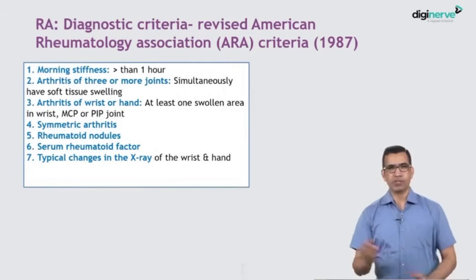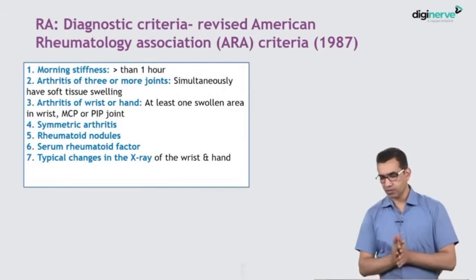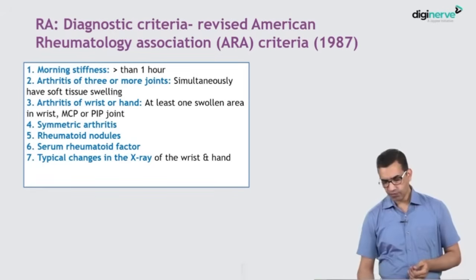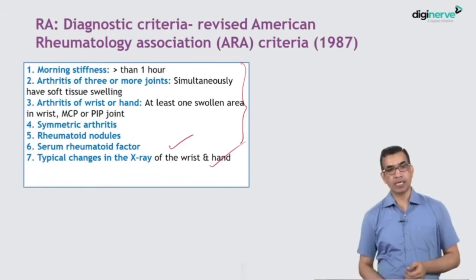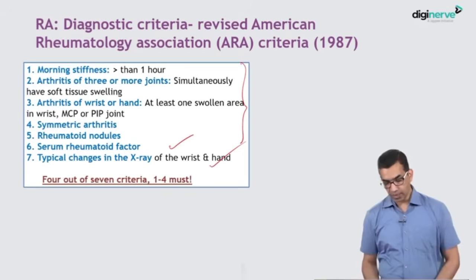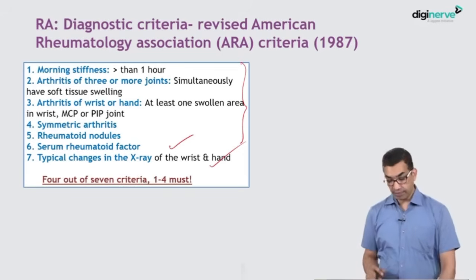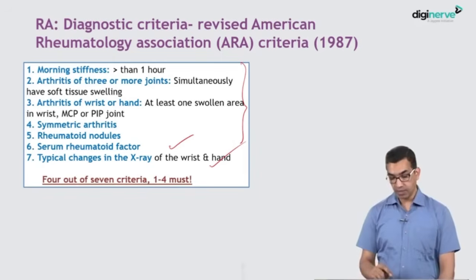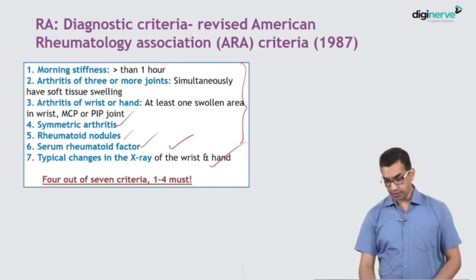I'm sure that all of you know the ARA criteria, given by the American Rheumatology Association in 1987, where there are 5 clinical criteria, 1 serological criterion and 1 radiological criterion. You need to have at least 4 out of 7 criteria, and 1 to 4 must be there. It means there must be morning stiffness, arthritis of at least 3 or more joints, and wrist and hand must be involved. It should be symmetric. Rheumatoid nodules may not be present, then RA factor, and typical X-ray changes of the wrist and hand.